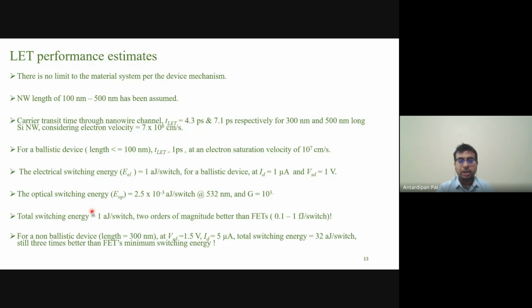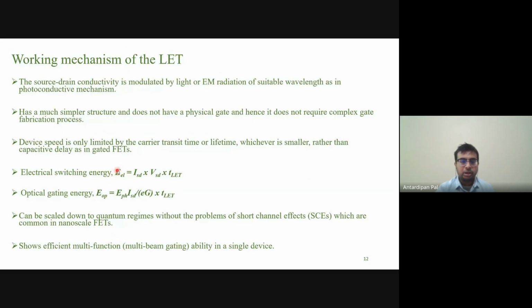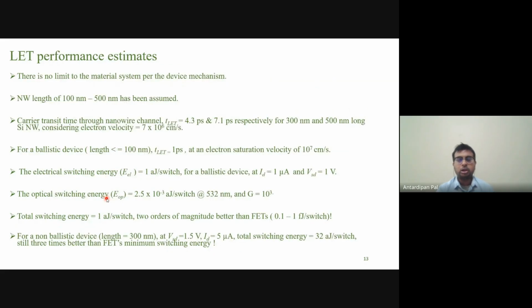So what's the total switching energy? It is the summation of these two, electrical and optical. The total switching energy is of the order of 0.1 to 1 femtojoule per switch, which is again pretty less, like 2 orders of magnitude better compared to typical FETs.